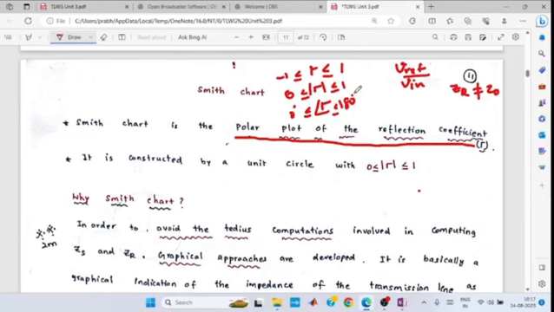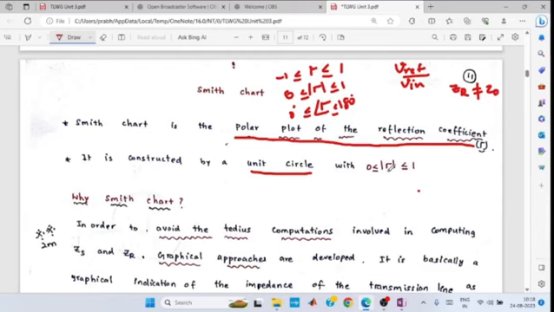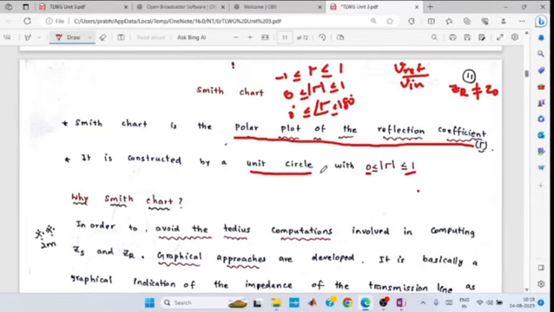So the Smith chart is constructed by a unit circle whose radii range over the reflection coefficient values between 0 and 1. So the Smith chart is constructed by a unit circle with reflection coefficient values from 0 to 1.